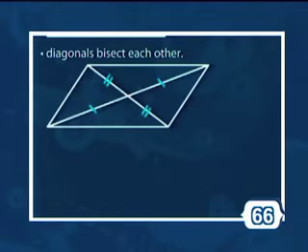And then an important one is that the diagonals bisect each other. So therefore, if I have A, B, C, D, then diagonal AC will bisect diagonal BD. Bisect just means that it cuts it into two equal halves.